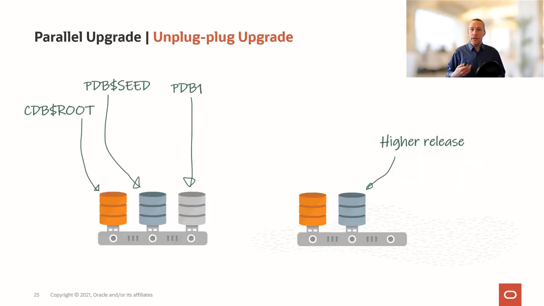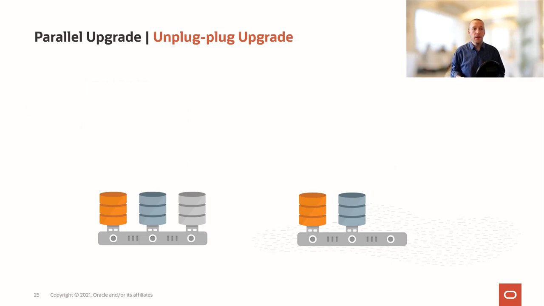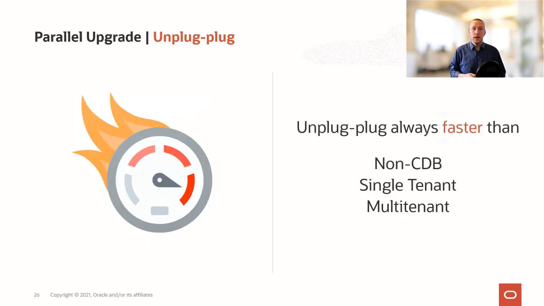The last kind of upgrade that I would like to touch upon is unplug-plug upgrade. You have your user PDB, which sits in an old release container database. You then create a new release container database, and it already has CDB$root and PDB$seed at the newer, higher level. So you unplug your pluggable database. You plug it into the higher release container database, and then you only have to upgrade the dictionary in that specific PDB. This means that an unplug-plug upgrade is always faster than a non-CDB upgrade.